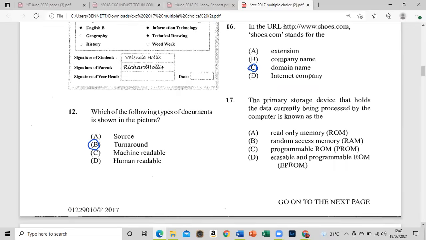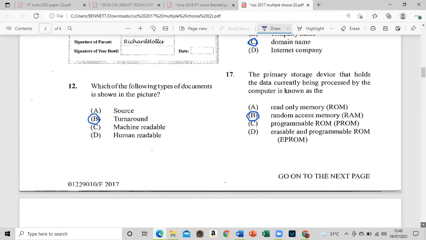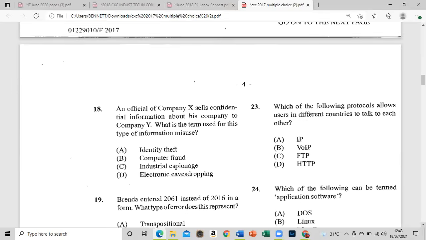The primary storage device that holds the data currently being processed by the computer is known as, is it the read-only memory, or is it the random access memory, or is it the programmable ROM, or is it the erasable and programmable ROM, EPROM? We know that 17 is the random access memory. This is where it is stored temporarily. All right, so let's go on to number 18.